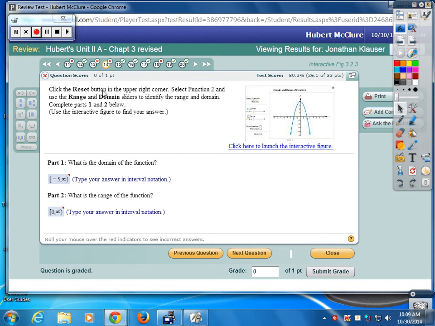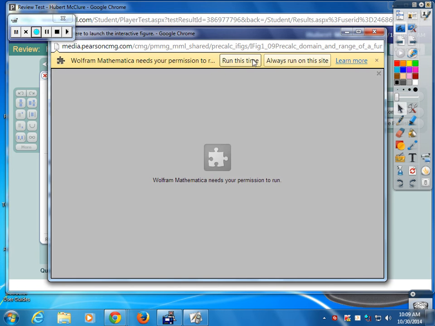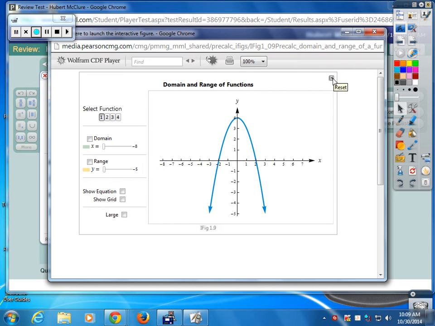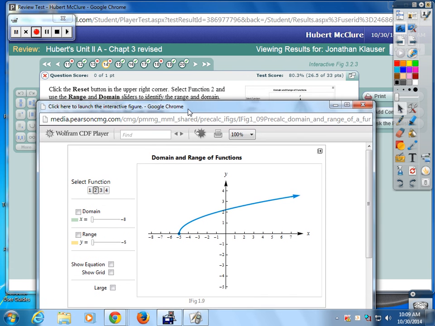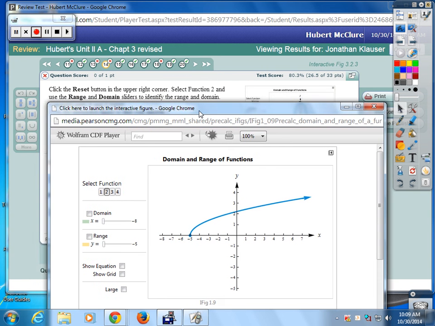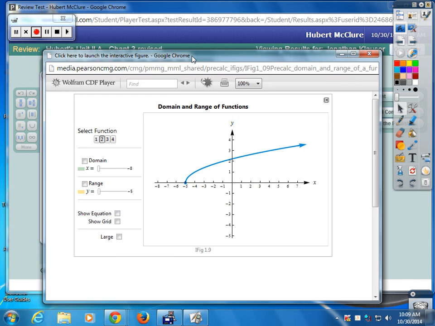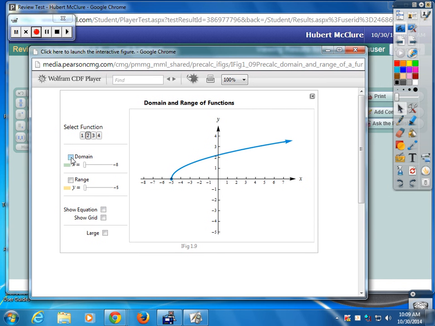Click the reset button in the upper right. Where's the reset button? Right there? Okay. Is that choose function? Oh, thank you. All right. Select function 2 and use the range and domain sliders to find the range and domain. This is so neat. I still like this.